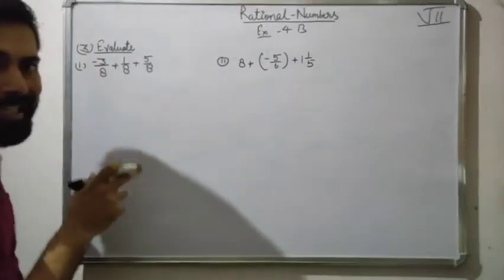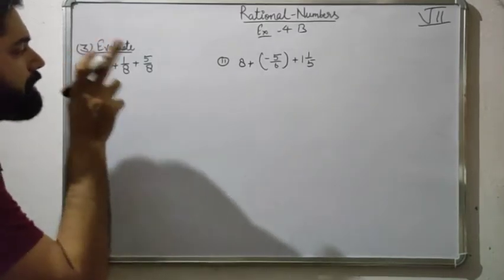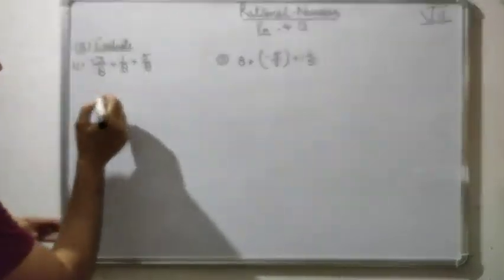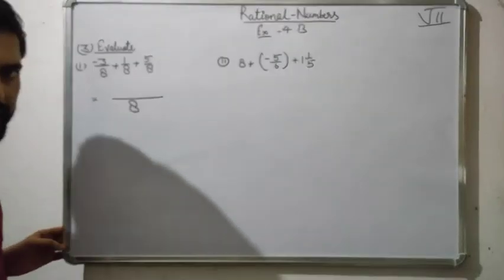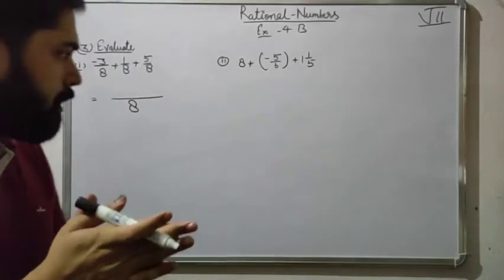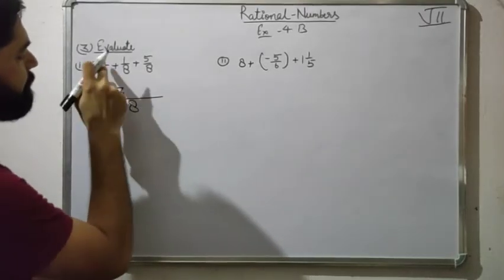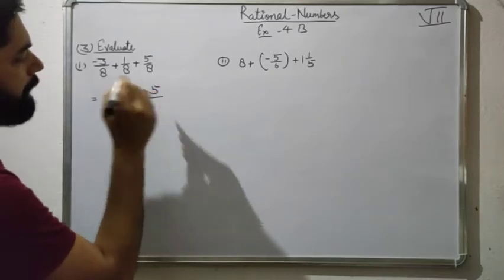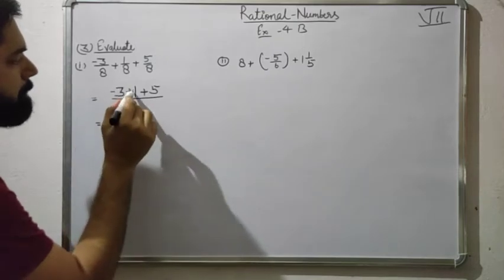So there is no need for the LCM here, because if different denominators are given, then firstly we find the LCM and make the same denominator. Then we write the common denominator for all the fractions, and we solve only the numerators, which means we add and subtract only the numerators. The numerator here is minus 3 first, then plus 1, and then plus 5.